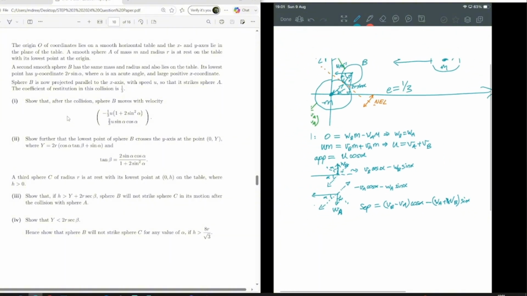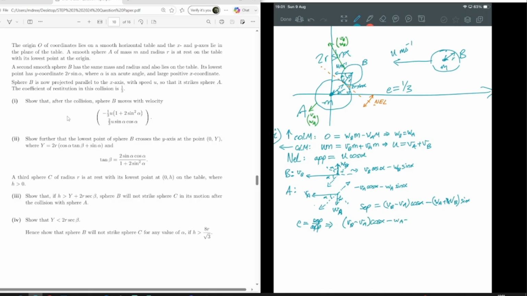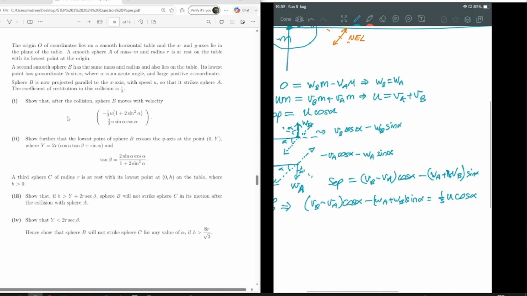So now if I use Newton's experimental law, which says E equals separation over approach, that tells me that this speed of separation is equal to a third of the speed of approach, u cos alpha. Okay, now I would quite like to get rid of the WA and the VA.